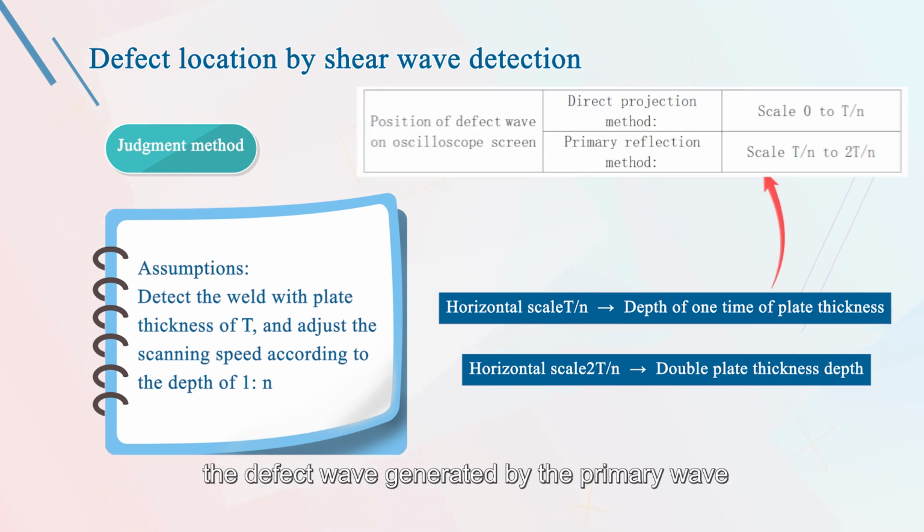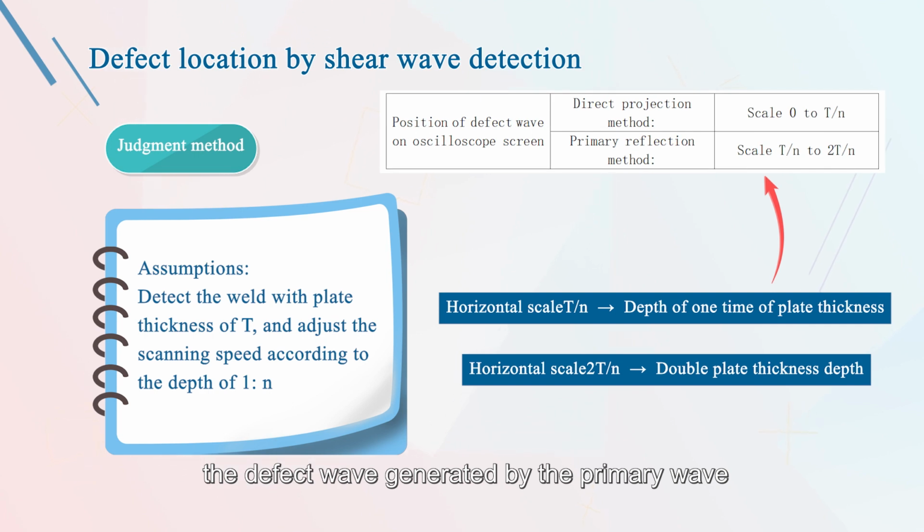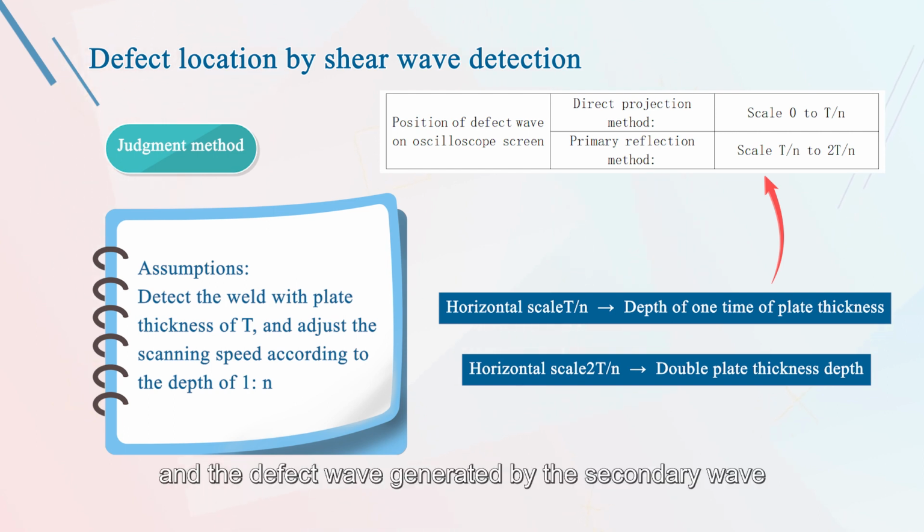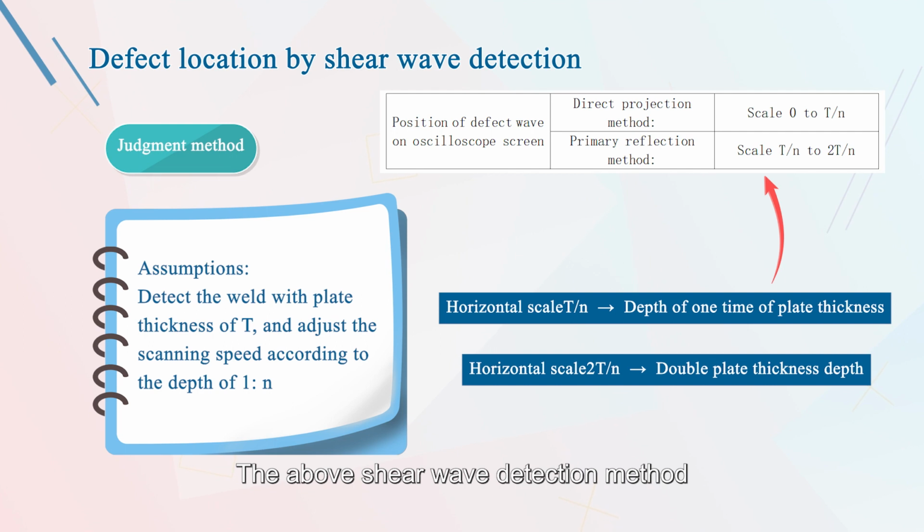Therefore, the defect wave generated by the primary wave should appear between the horizontal scale 0 and the scale T. And the defect wave generated by the secondary wave should appear between the horizontal scale T and 2T. As we can see here, we can also use this kind of way. The above shear wave detection method is aimed at the detection of butt welds on flat plates.